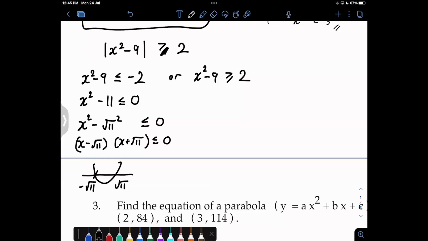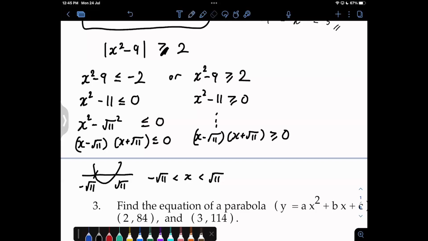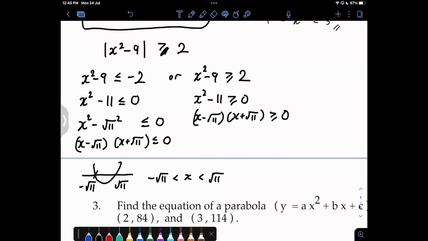Then from there, less than or equal means negative root 11 less than x less than positive root 11 for the left half. For the other half, same thing, but more than or equal, so this time it will be the opposite case. You'll end up with x minus root 11, x plus root 11, more than or equal to 0, which means you'll have the opposite answer: x less than or equal to negative root 11, or x more than or equal to positive root 11. Is that okay? Yeah, that's for this example.